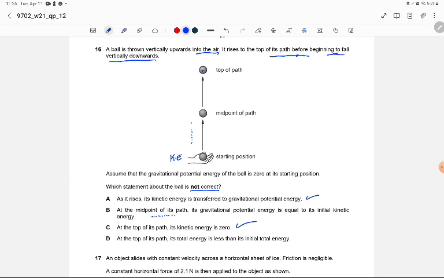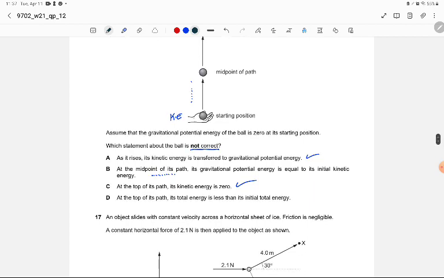So if there is air, that means some energy is bound to be lost as work done against friction, as work done against air resistance. So definitely its total energy is less than its initial total energy. Yeah, definitely it is actually true. So B should be the right answer because there are apparent losses over here.